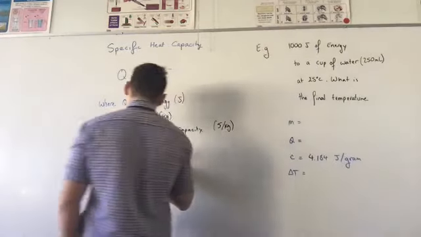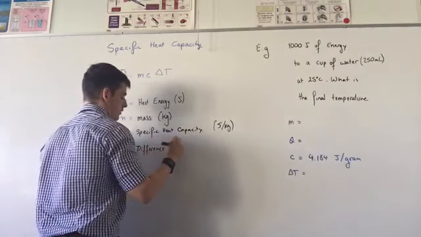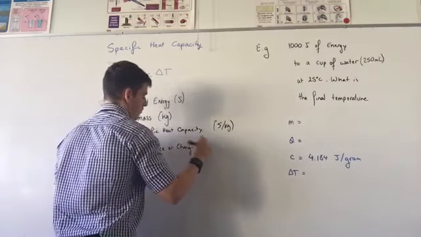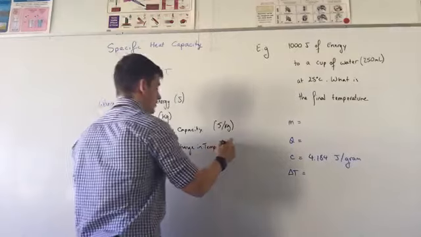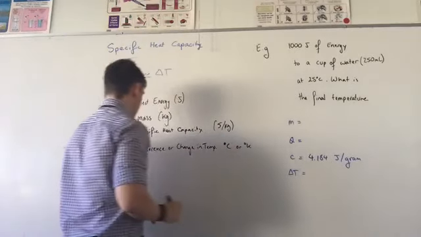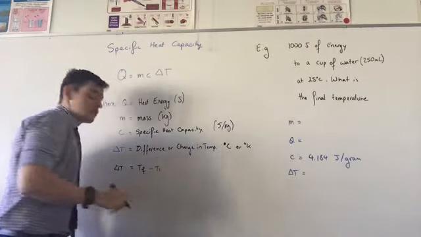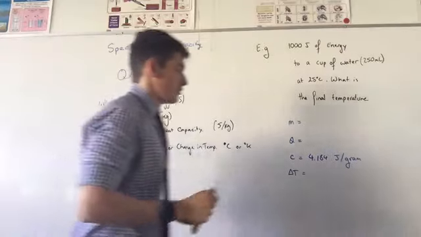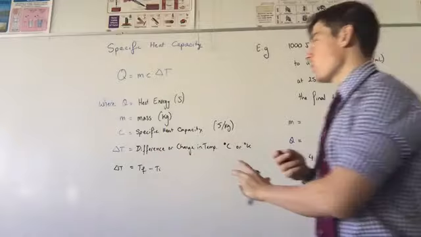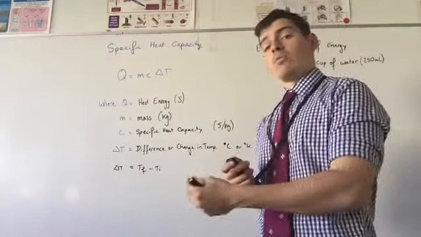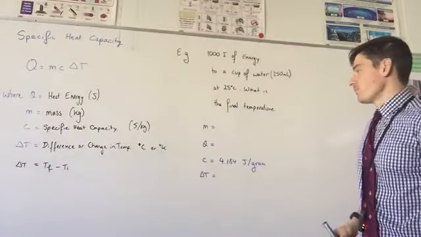And delta T is the difference, or the change, in temperature. That can be measured in either degrees Celsius or Kelvin. Delta T is defined as TF minus TI, which is our final temperature minus our initial temperature. I'm going to go through an example to show how we can use that equation to identify how much temperature change we can expect to see given a certain amount of energy.